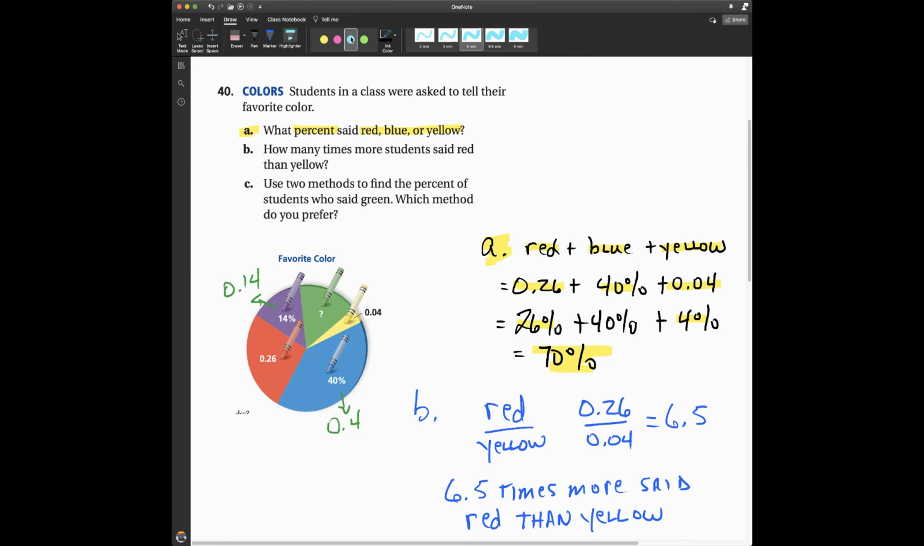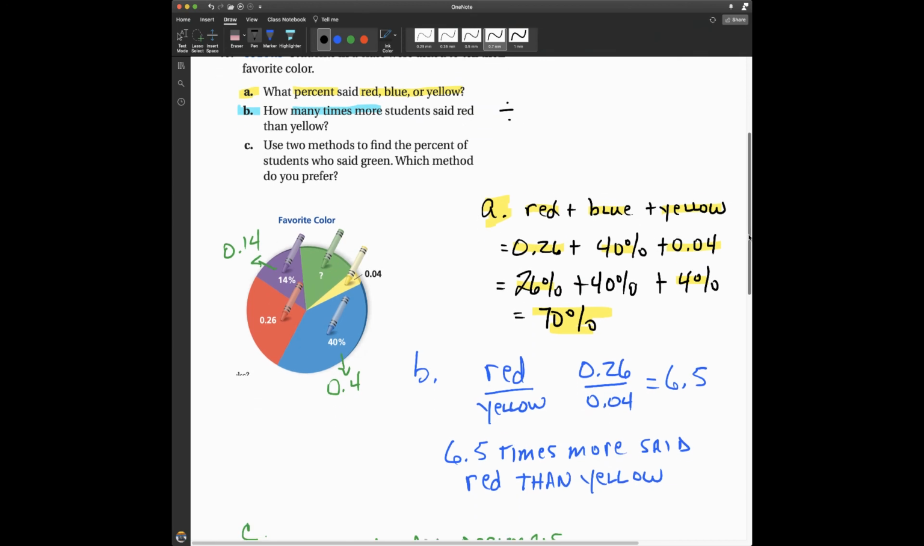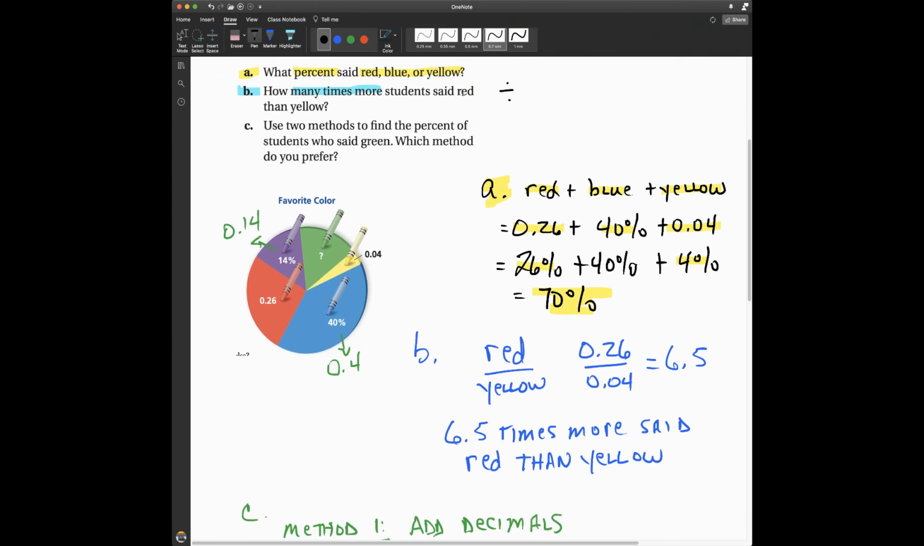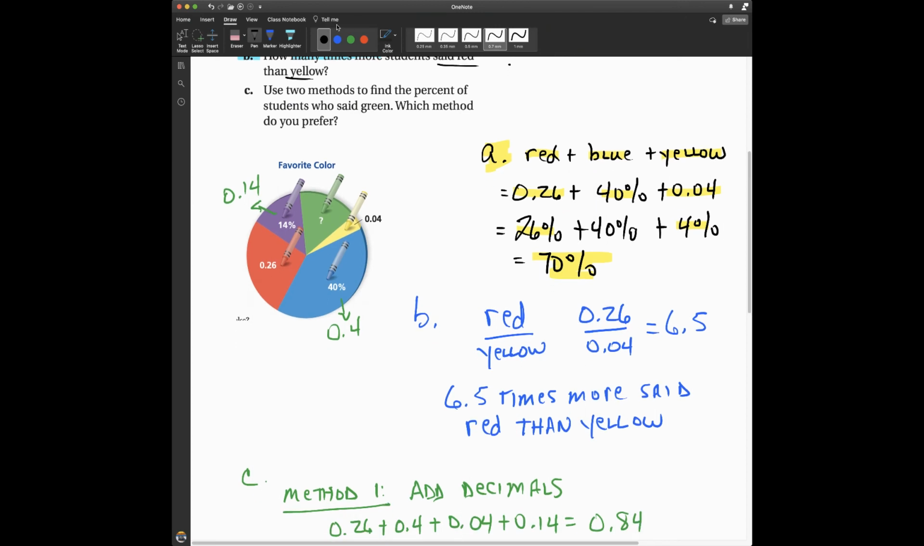All right. So for part B, how many times more students said red than yellow? When you see something that says how many times more, you should be thinking division problem, okay? Division problem. The red goes in the numerator and the yellow goes in the denominator. And that's what I did here. Red in the numerator, yellow in the denominator, and I just find the values on the pie chart. So red was 0.26, yellow 0.04. Put that in my calculator and I get 6.5.